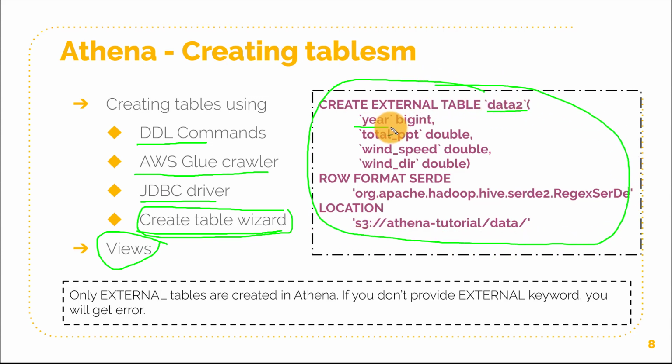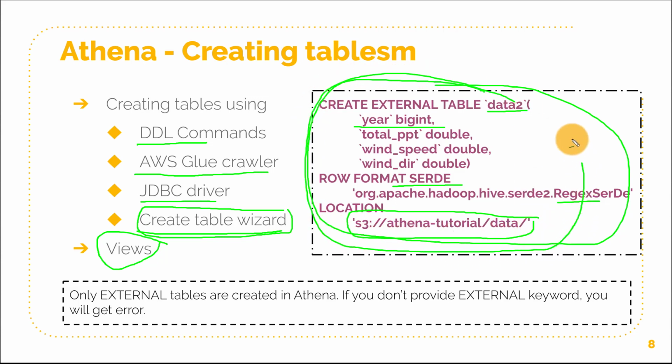A simple create table command would be like this: create external table, and the table name. Then you can provide the column names and their data types. Then you should provide the serialization and deserialization format, let's say it is regex SerDe, and then you provide the location where the data would be present, so that this table scans and gives you results from that folder only.